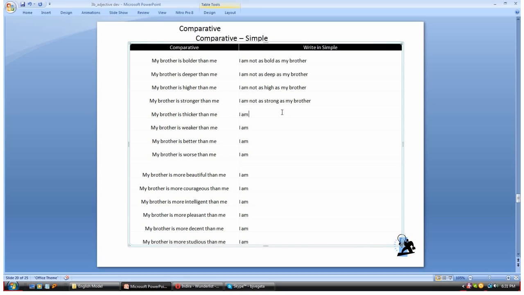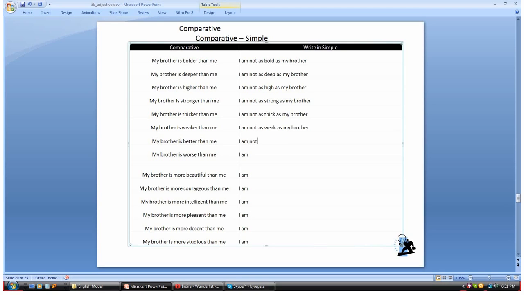My brother is bigger than me. I am not as big as my brother. My brother is weaker than me. I am not as weak as my brother. My brother is better than me.